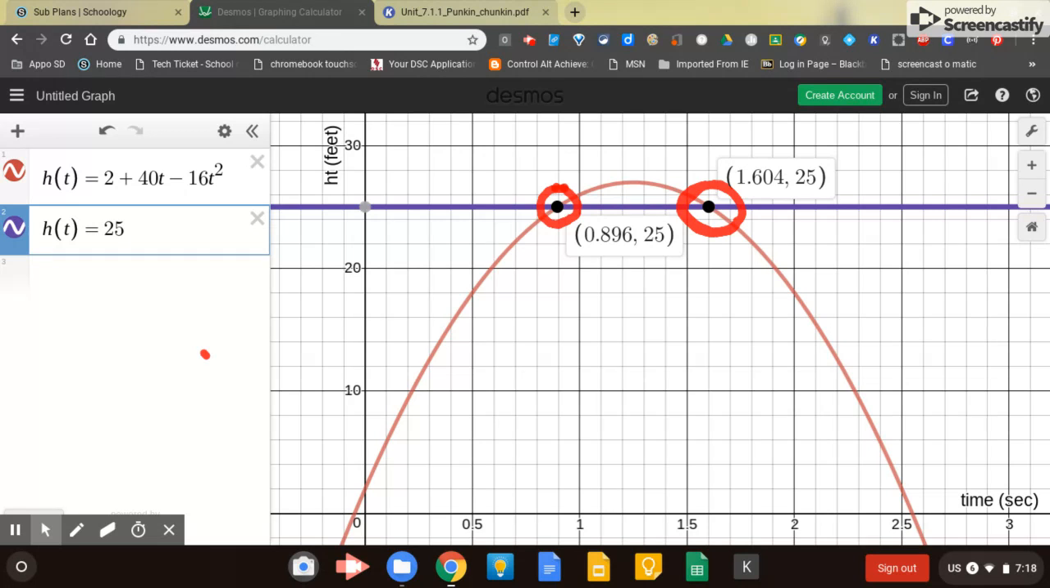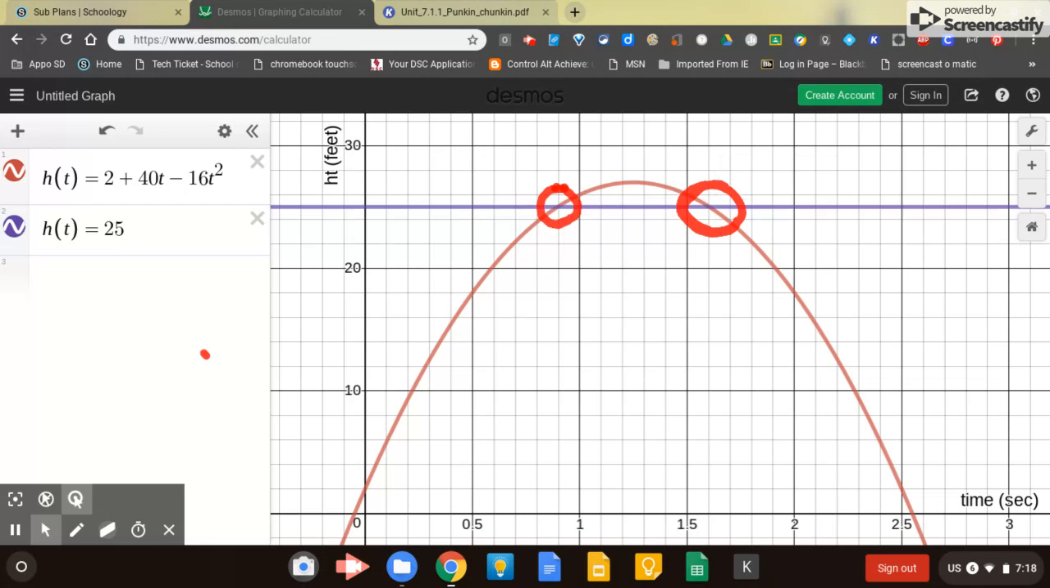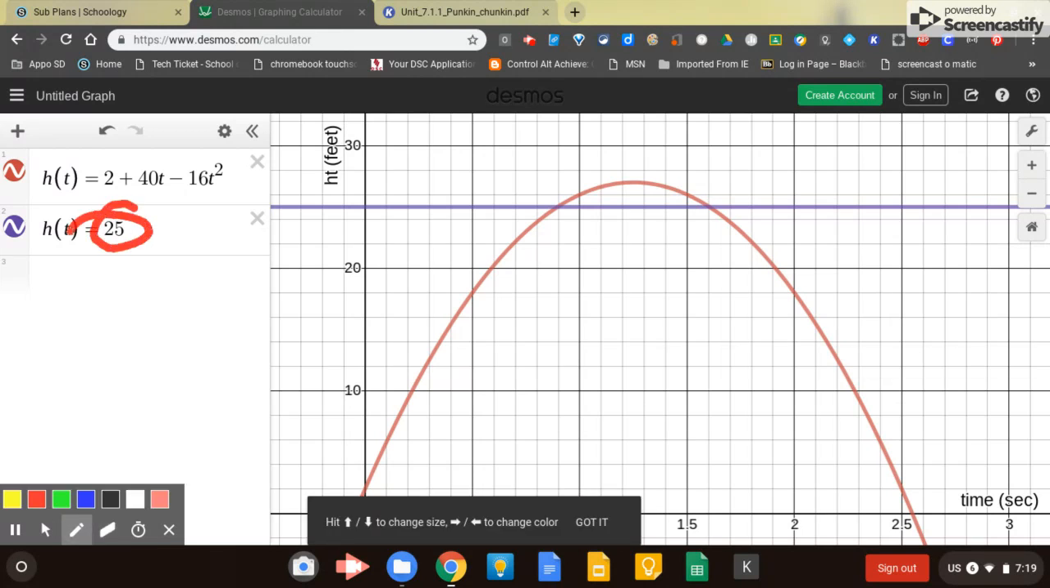So that's just another way to take a look at it. When you're trying to find a specific height that's not 0, that's a good way to do it: try to get that horizontal line to be what you wanted it to equal.